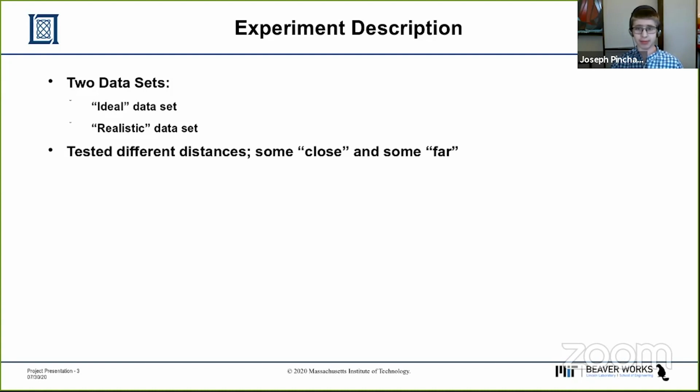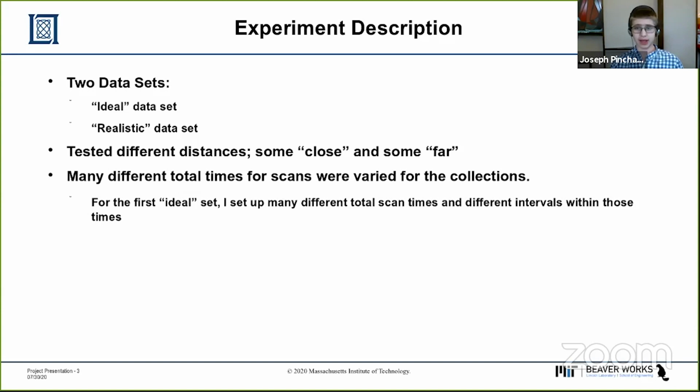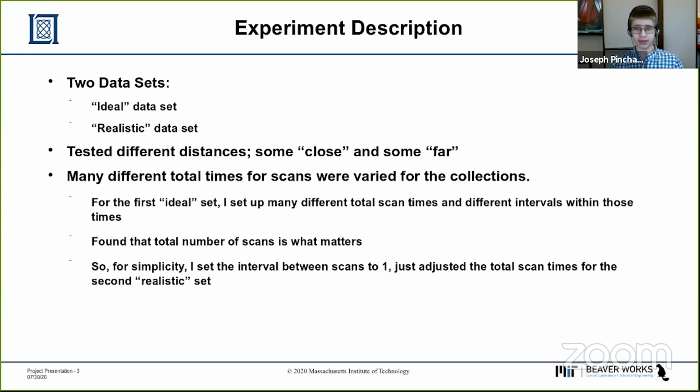For each data set, I collected measurements with the devices within proximity and not within proximity. In this context, I declared within proximity to be 6 feet or less and not within proximity to be greater than 6 feet. For the first ideal data set, I used many different total scan times and intervals within those times to actually scan. However, it became clear quickly that the total number of scans is really what mattered. So, to simplify, for the second realistic data set, I always just set the interval between the scans to 1 and just adjusted the total amount of time and therefore the total number of scans.